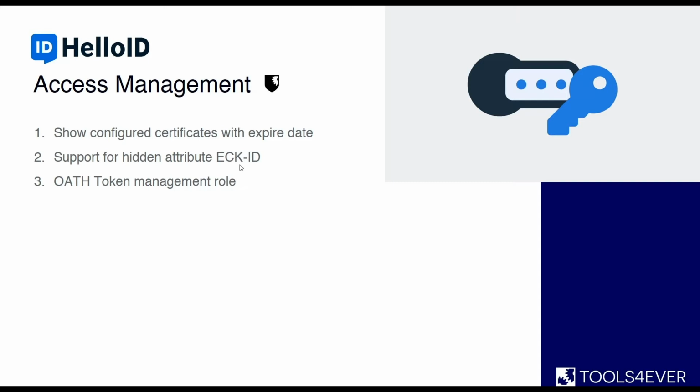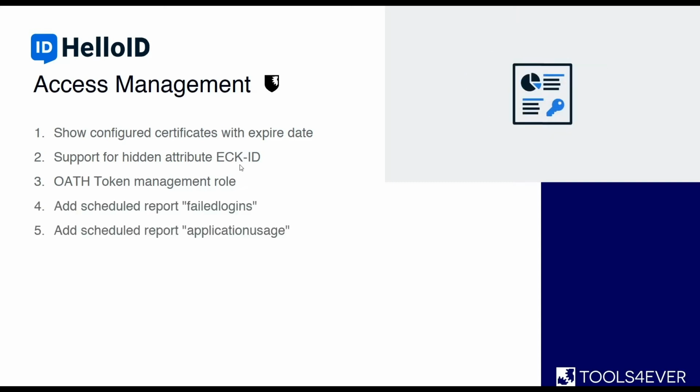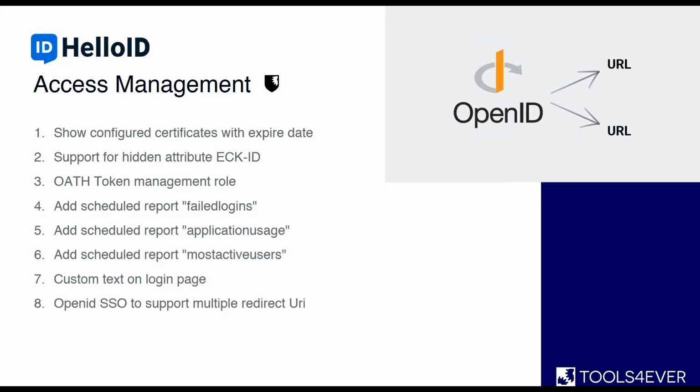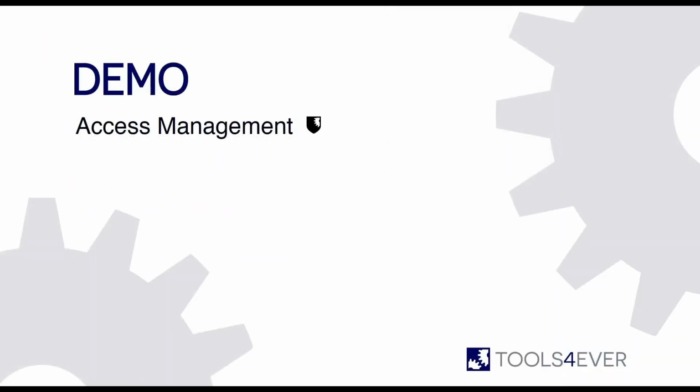Other additions are 3 new reports: failed logins, application usage, and most active users. And we also added the option to add a custom text on the login page. And you can use this for every IDP you have available. Another new item is an extra addition to the OpenID SSO so that you have multiple redirect URLs. The last new item is that we have the ability to change the default security role. Okay, let's demo these new functionalities for you.